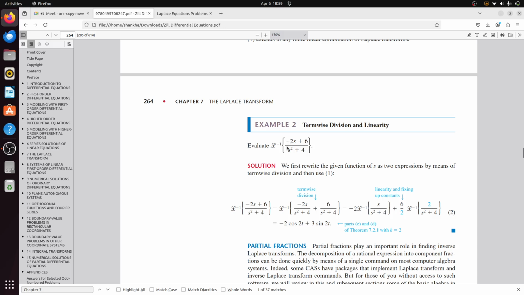Inverse Laplace transformation of minus 2s plus 6 by s square plus 4. Break it up term wise, minus 2s by s square plus 4. So this alpha is minus 2, s by s square plus 4. So that is minus 2 cos 2t, and this, you consider this 3 take outside, 2 by s square plus 4, plus 3 sin 2t. So this is just happening by the linearity property and fixing up constants.